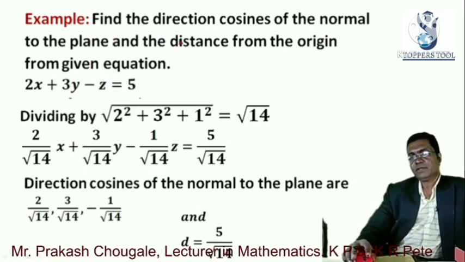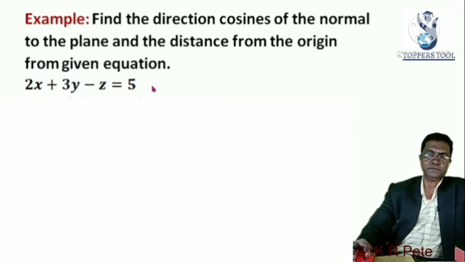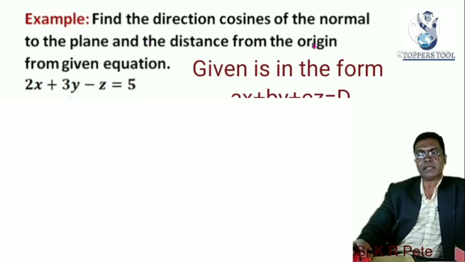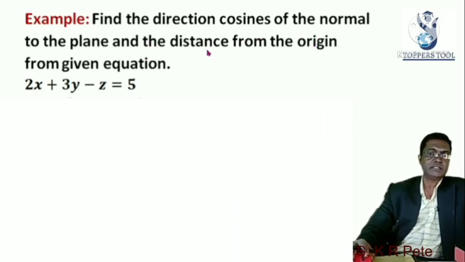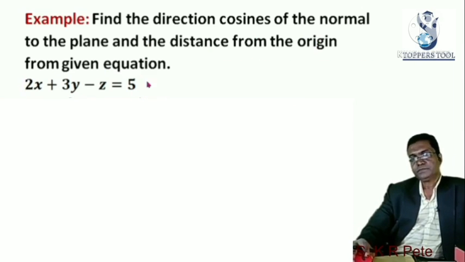So here is the example. Find the direction cosines of the normal to the plane and the distance from the origin from the given equation. So you are given the equation of the plane, that is 2x plus 3y minus z is equal to 5 in Cartesian form. So you are asked to find the direction cosines, meaning L, M, N are asked, and also you are asked D.